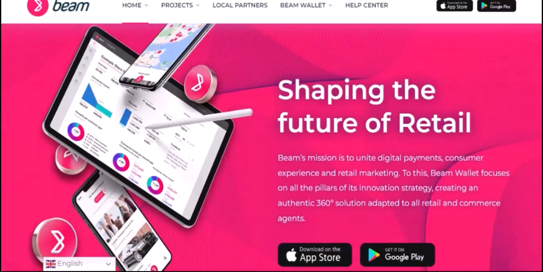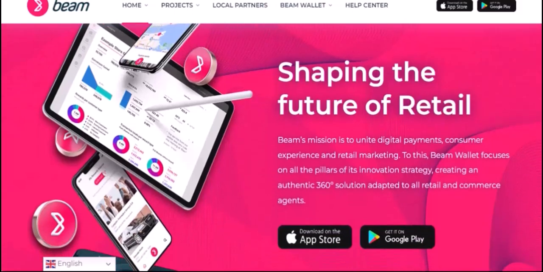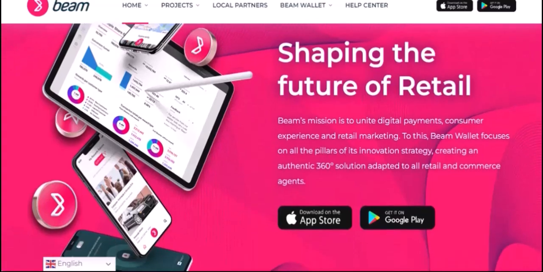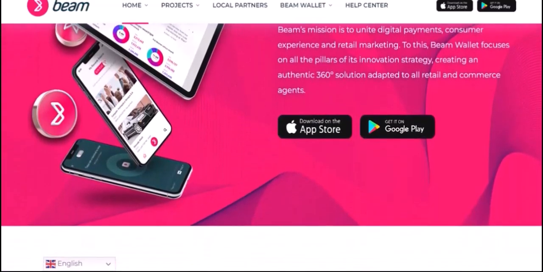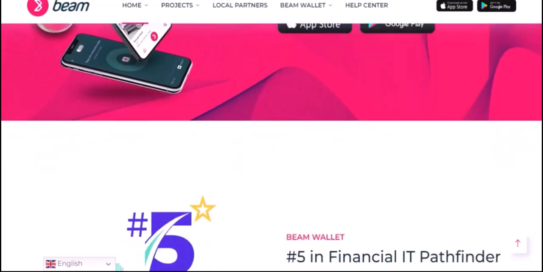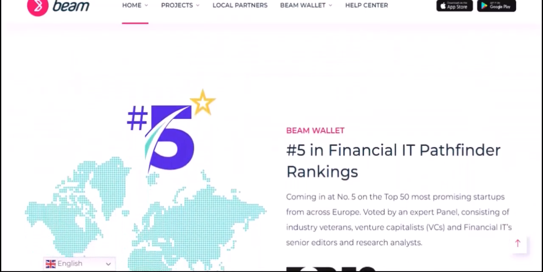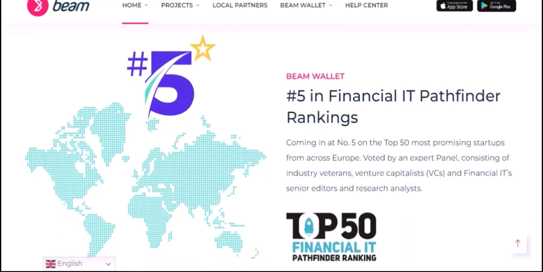That's the problem Beam Wallet and its currency, the Beam, are trying to solve. See, we're living in a world where digital assets are exploding. Think NFTs, in-game items, loyalty points, even digital art. But the problem is, they're often trapped. Stuck within the walls of the platform they were created on.